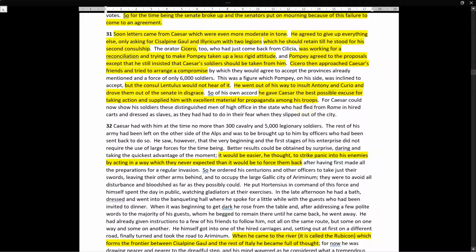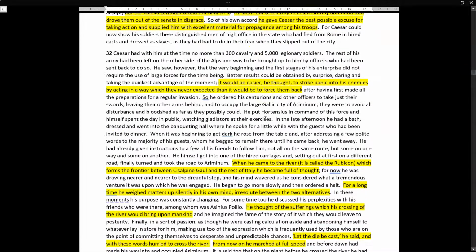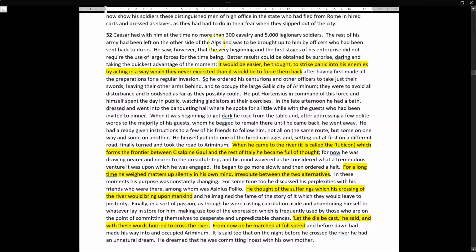So there's an element of the consuls not thinking things through carefully and playing into Caesar's hand. Because now Caesar, as he said, could show his soldiers the distinguished men of high office in the state, fled from Rome in hired carts, plus the slaves, because they were in fear of their lives. Okay. So then it basically describes what Suetonius has already said about him coming into the city.